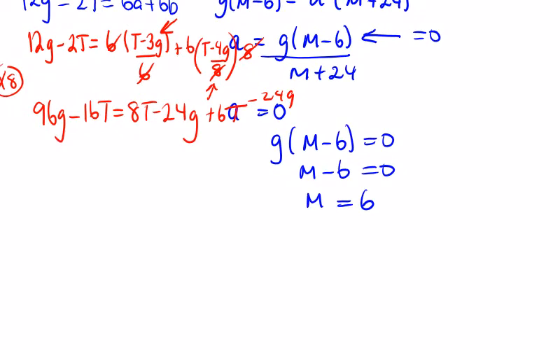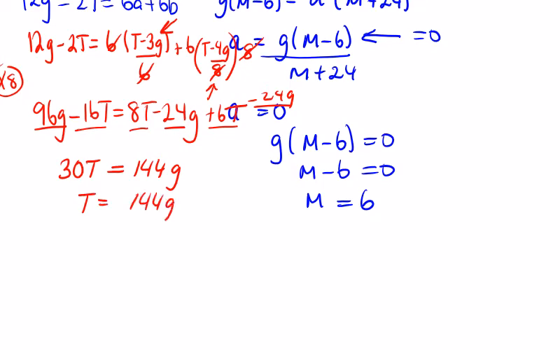So let's look to solve for t here. I've got 8 of them. I have 6 of them. I have 14, and I'm bringing over 16. So I have 30t equals, I have 96g, 24, and 24. I'm bringing over 48, so that's 144g. So the tension is equal to 144g over 30. And that works out to be 24g over 5.